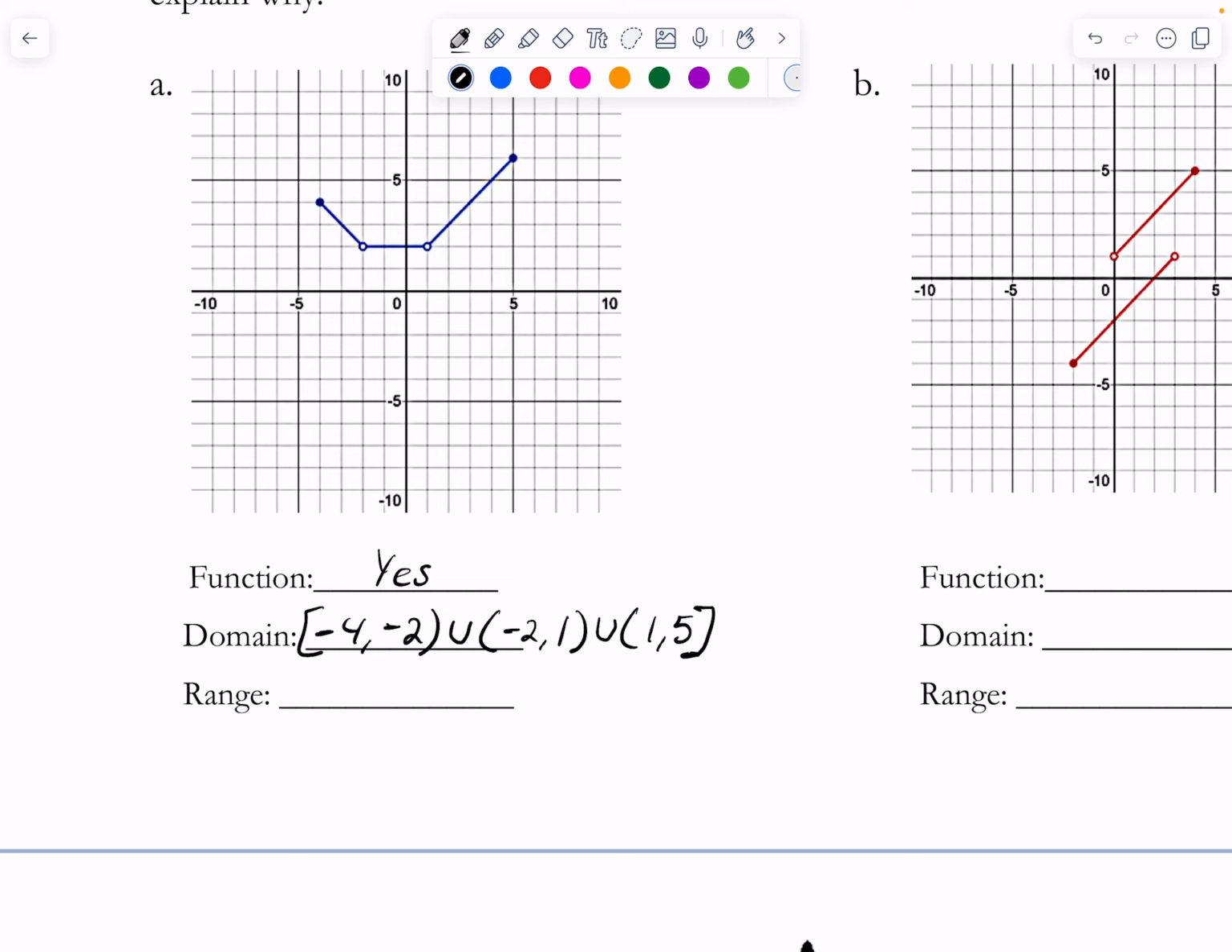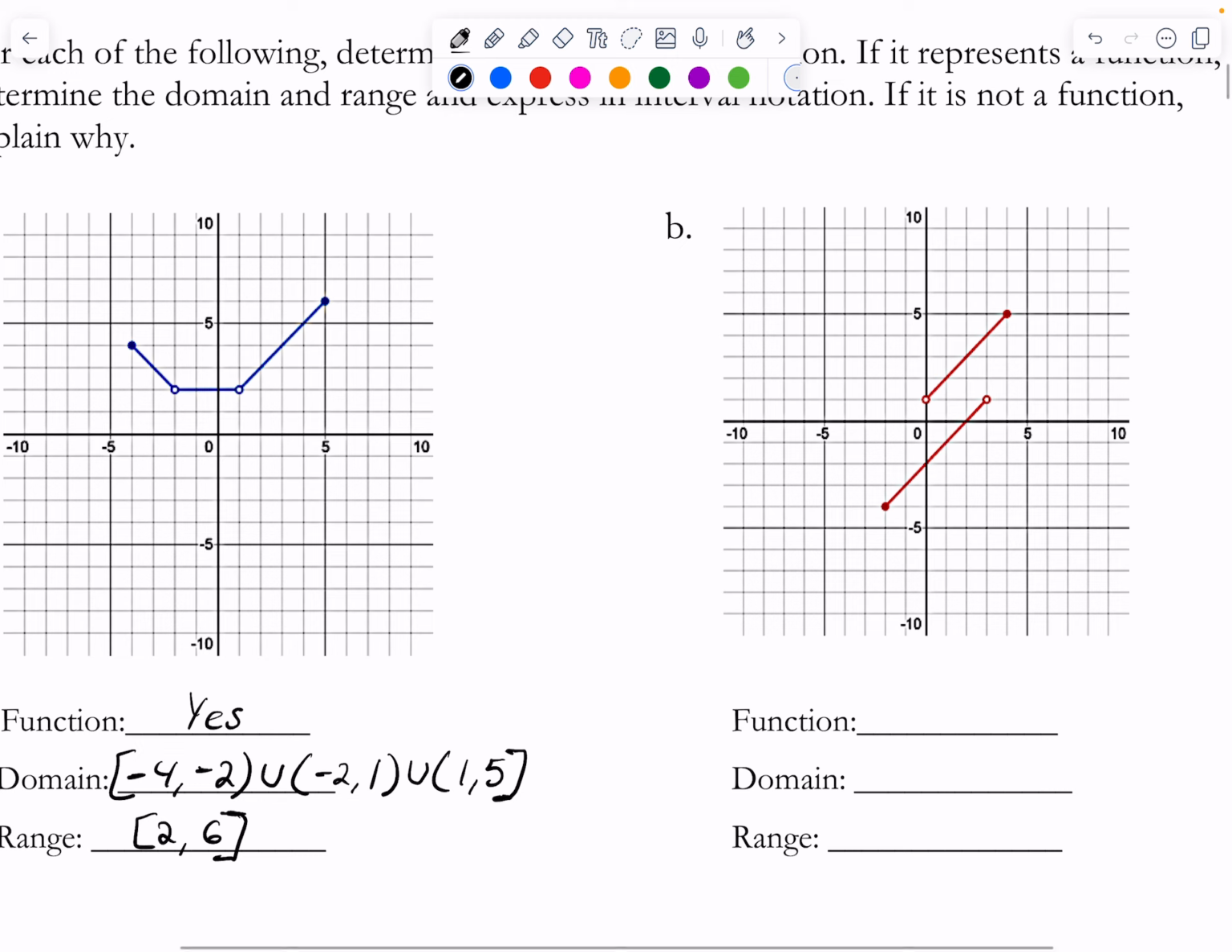For the range, we are actually just going to have one of them. All right, we're going to have positive 2 is the lowest y value included all the way up into positive 6. And both of those are going to be brackets. Okay, now let's go to the next one.